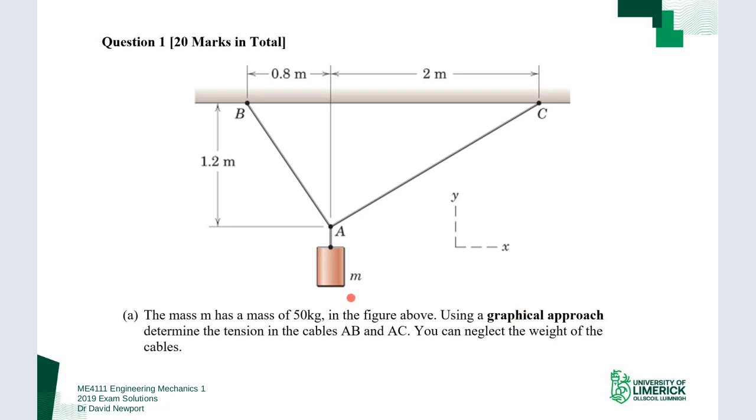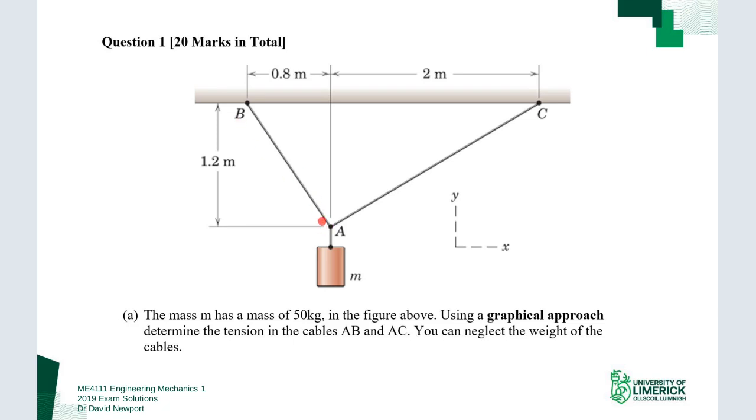It's worth 20 marks, and there are two parts to it. It is kind of an installation type thing, some sort of a decorative fixture put into a house. A mass of 50 kg, maybe chandeliers or something, hanging off these cables. And we're asked to determine the tension of the cables AB, which is this one here, and AC. We're given some geometrical constraints on those.